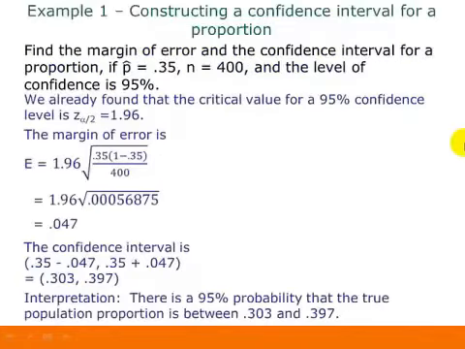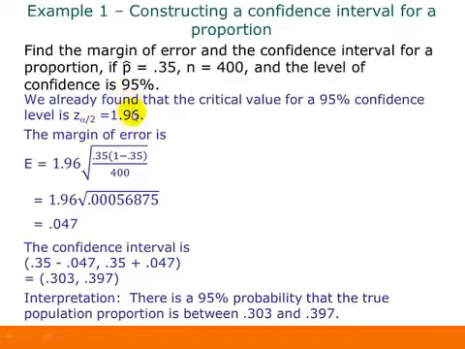Here's an example. Find the margin of error in the confidence interval for a proportion if p hat is 0.35, n equals 400, and the level of confidence is 95%. Now we already found that the critical value for a 95% confidence level is z alpha over 2 equals 1.96. When we're working with confidence intervals for proportions, these values won't change.